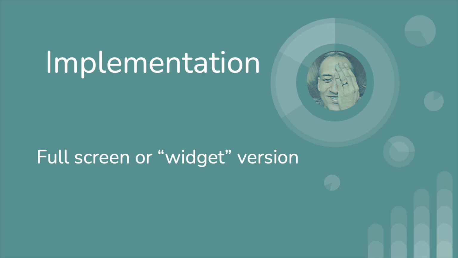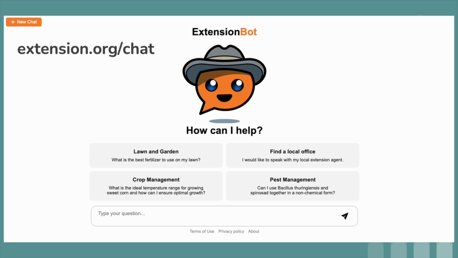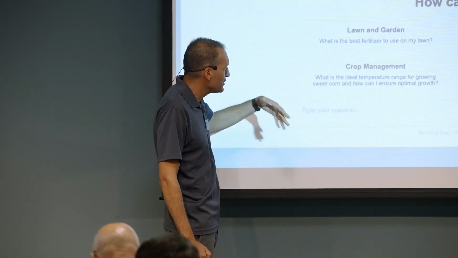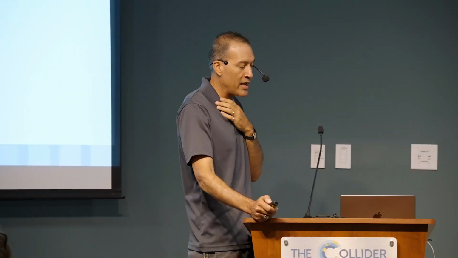So what does the implementation look like? This is the full page, full screen version of ExtensionBot. It has a ChatGPT feel. We've got some priming questions here that you can click on just to give people a sense of how the tool works. One of the challenges we've got, and I've asked other folks about this, is what kind of prompts are you getting? I think there's a learning curve for the user base. This question of who's the end user: it's available to the public, and it's also available to cooperative extension experts or extension agents who are out in the field.